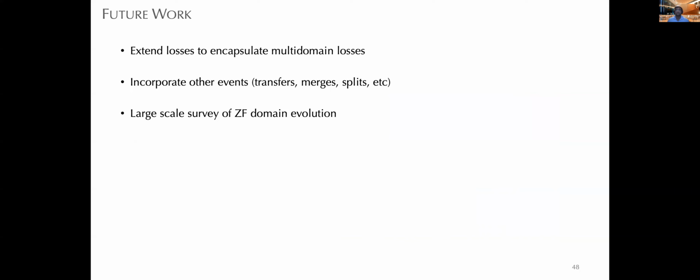So there are several avenues for further exploration. I think it'd be useful to incorporate multi-domain losses into our model, and other events, such as transfers, merges, splits, or domain shuffling, could be useful as well, depending on the domain or domain family of interest. And we'd also like to conduct large-scale surveys of orthogroups to determine how common these tandem duplication events are among various domain families, starting with the zinc finger family.